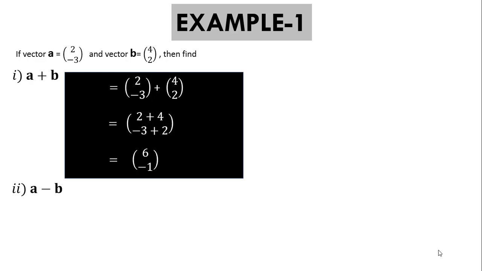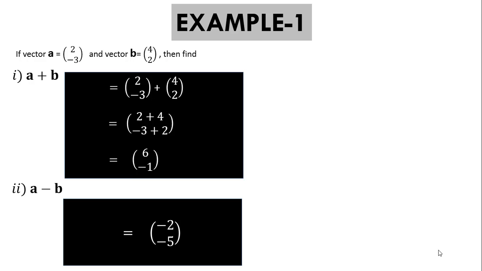Similarly, if we want to find A minus B, what is the result we are going to get? We have to subtract the x component from the x component and the y component from the y component. So here in this case, 2 and 4 are the x components, so 2 minus 4 is going to give us minus 2. And similarly, minus 3 minus 2 is going to give us minus 5. So very easy idea there.